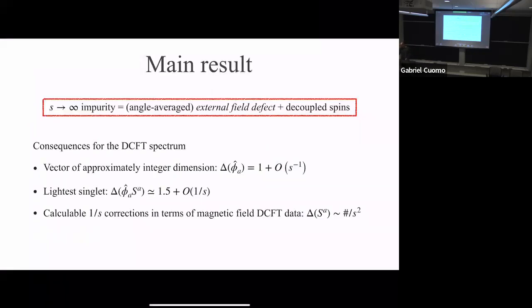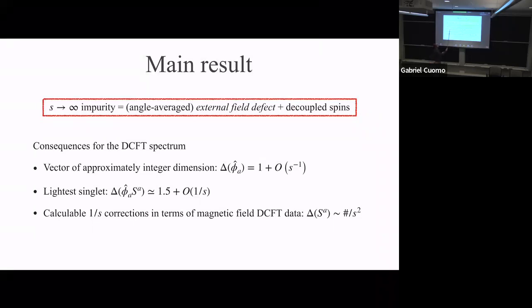Okay, so the main result is that the effective field theory is an angle average of the external field defect. So you take a magnetic field defect and then you average over the angle, just because the spin of the impurity has no reason to point in this direction or that direction. So you have to average over the angle in the end, plus some decoupled degrees of freedom on the line. So the results therefore follow.